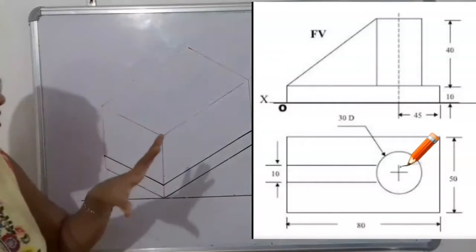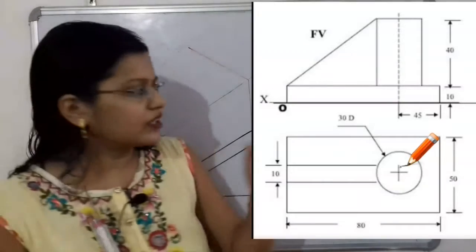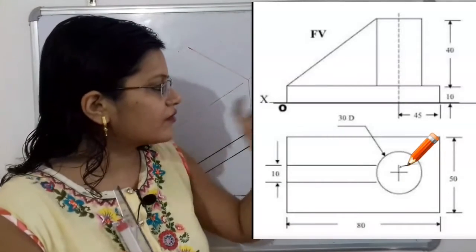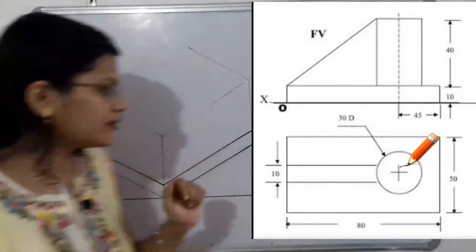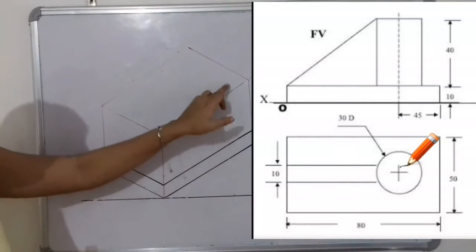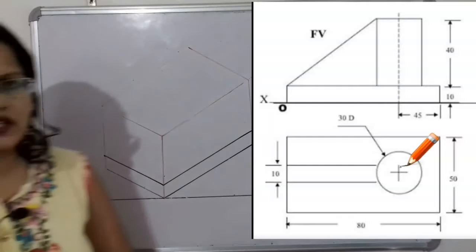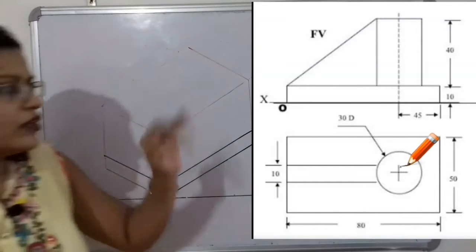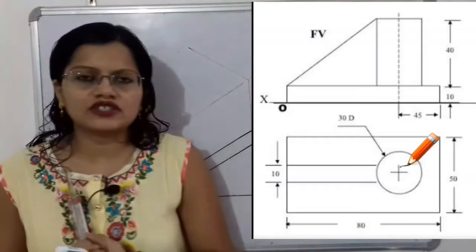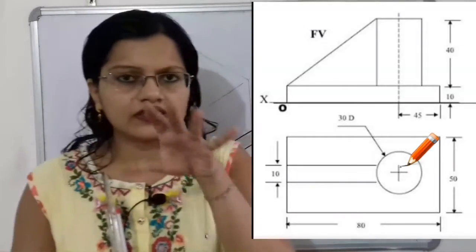So for that circular structure, the construction, if it is a projection in the front view, that is for the height of 40 millimeter. So after this 10 millimeter, the remaining height is 40 millimeter. So we have to draw the construction at this top portion. So how to draw the construction for that circle or circular structure?